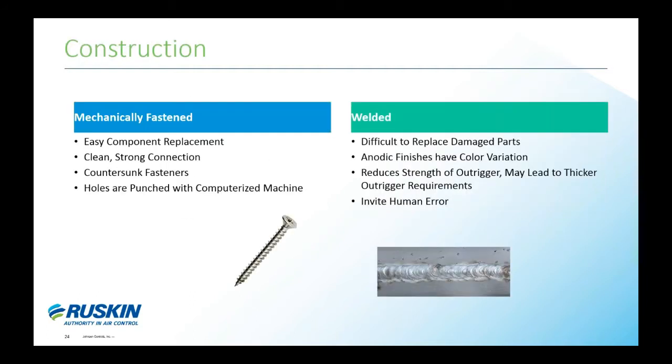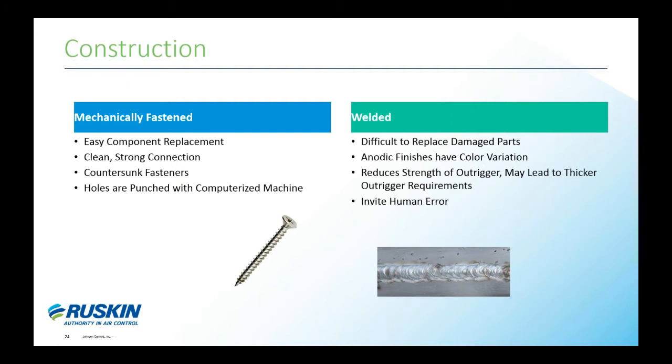Sunshade construction can either be mechanically fastened or welded. Benefits of mechanically fastening sunshades include being able to have easy component replacement in case of any damage. Sunshades that are mechanically fastened will have clean, strong connections with countersunk fasteners at the outrigger. Welding provides a strong connection, however, it is difficult to provide replacement parts and it allows for variation in color when anodized finishes are chosen.